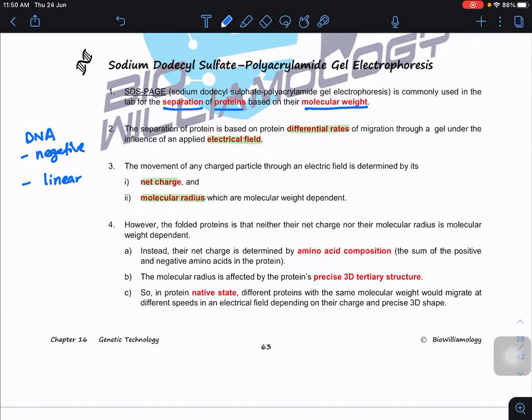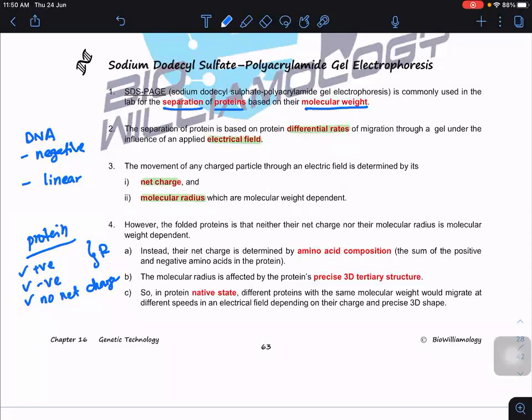But protein is special. Why? First, in terms of molecular charge, a protein can be positive, it can be negative, or it can have no net charge. Don't say no charge, say no net charge. It depends on the R groups of the amino acids.